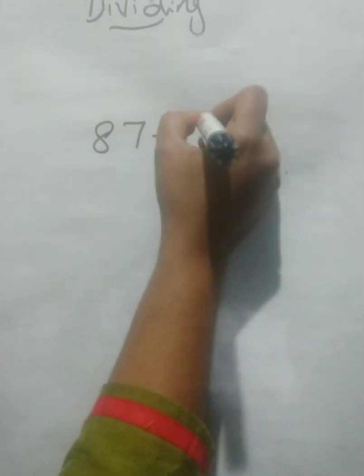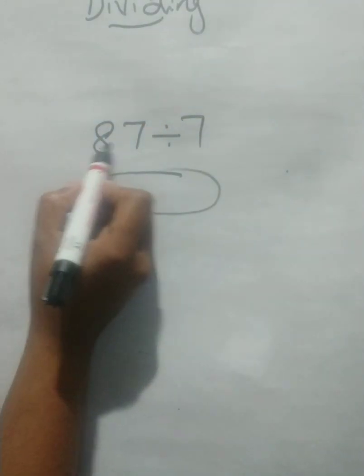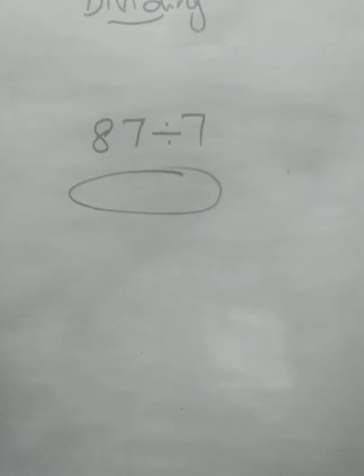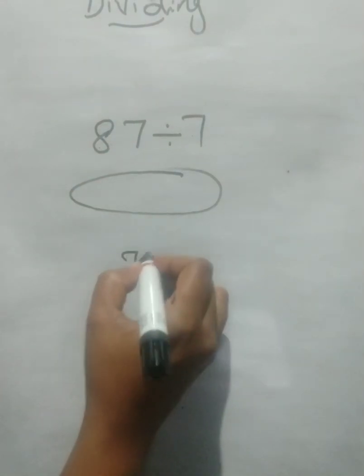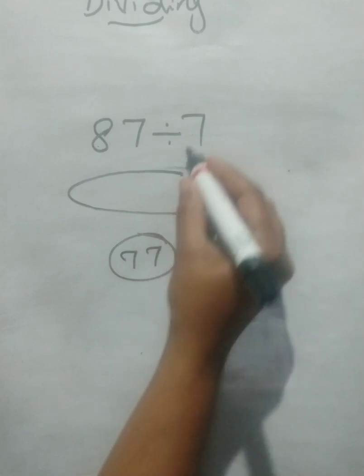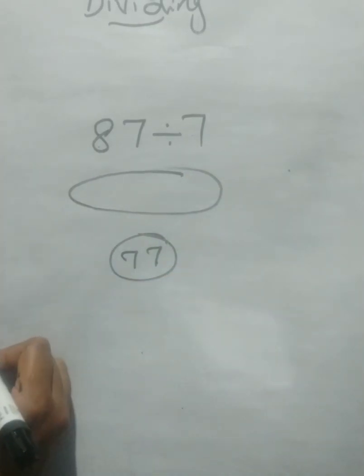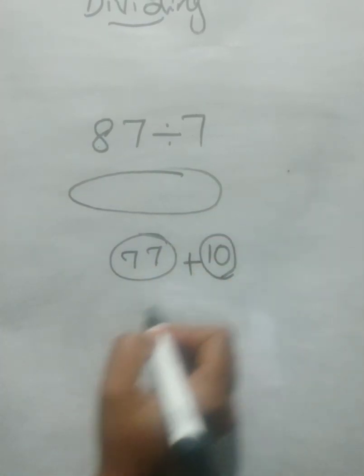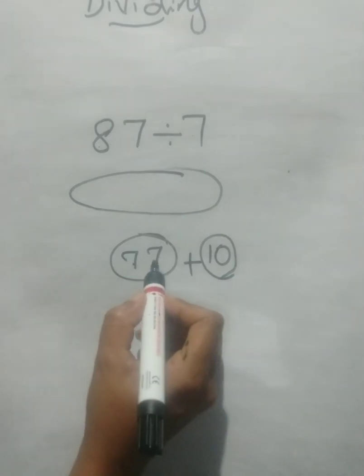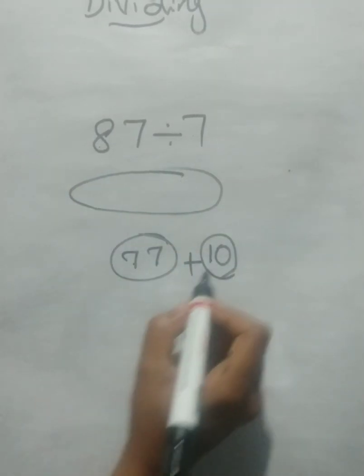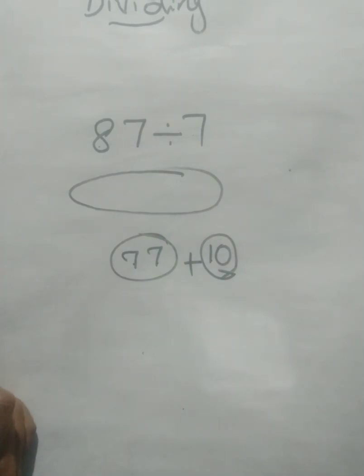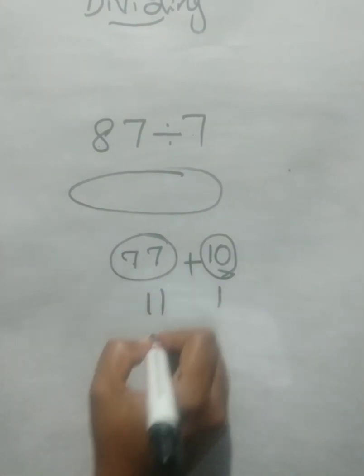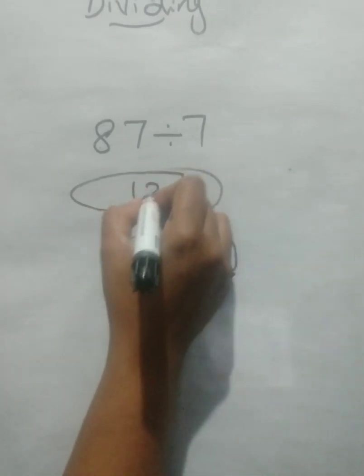One more estimation. 87 divided by 7. First estimation. How many 7s are there in 87? We know 77 is there in 7's table because 11 sevens are 77. Plus 10 is 87. 77 plus 10 equal to 87. In 10, how many are there? In 10, 1 seven is there. So here 11. So we can write 11 plus 1, 12.